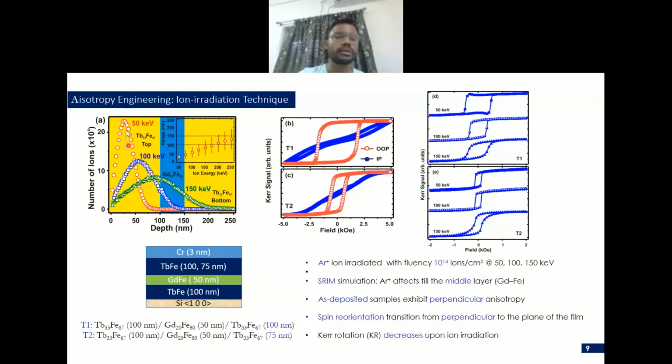What we observe from this stopping range of ion in matter simulation is that the irradiation mostly happens in the top layer. And this is the Kerr magnetometry. You can see the pristine state, the as deposited state. We took two types of sample. One is we change the upper layer thickness to tune the magnetic anisotropy. You see the as deposited state shows nice out-of-plane loops, where the in-plane loops open up when you irradiate with different incoming energy.